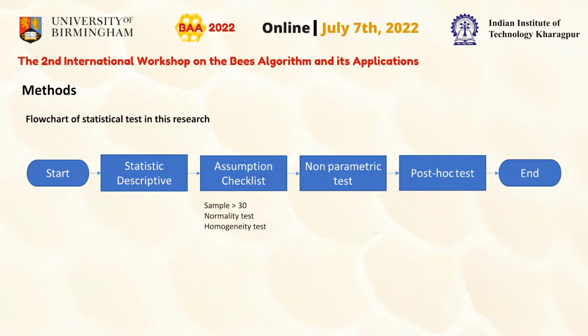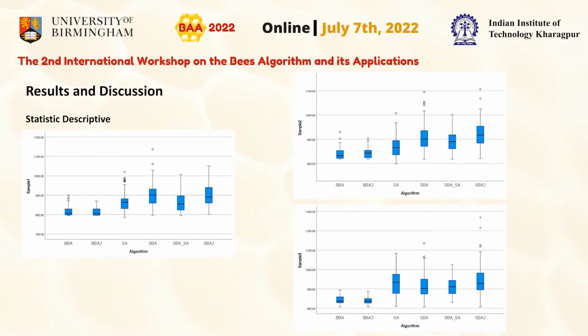This is the flowchart of the statistical tests that will be covered in the following slides. We start with descriptive statistics and then move on to more complex statistical tests. For our analysis, we use 3 datasets, namely sample 1, 2 and 3. This is the box plot of the results of 100 independent runs. It shows that the basic Bees algorithm and the 2-parameter basic Bees algorithm have the best results, that is, the minimum across all 3 samples, but we need to test statistically.